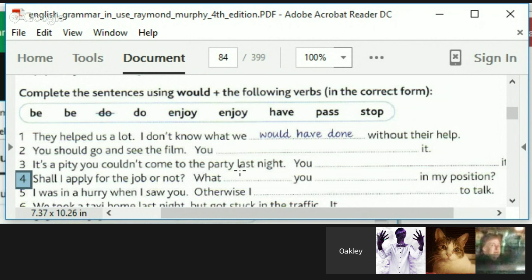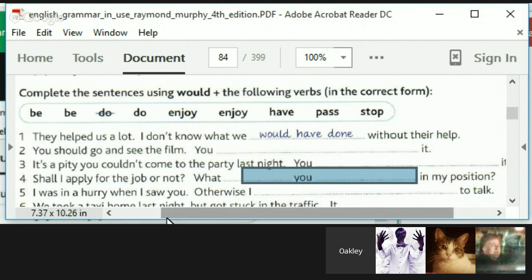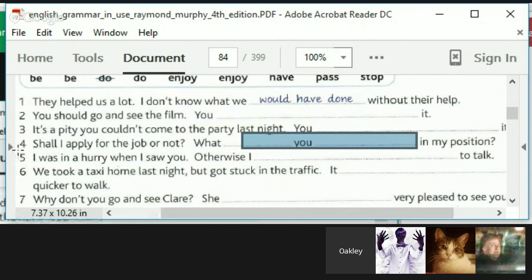So again, it's a little odd because you're asking for a million options. What would you do makes much more sense because we use would when we're talking about a not real situation. It's not real. You're not me. It's not real. You didn't go to the party. What would you do? Yep, that's it. What would you do? Okay, David, how about number 5?